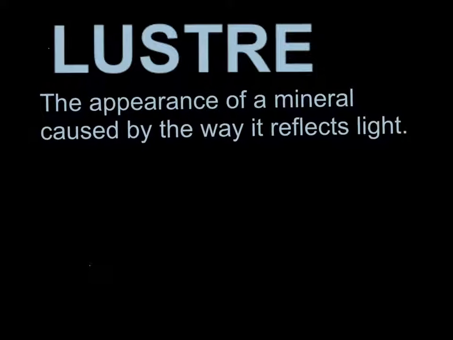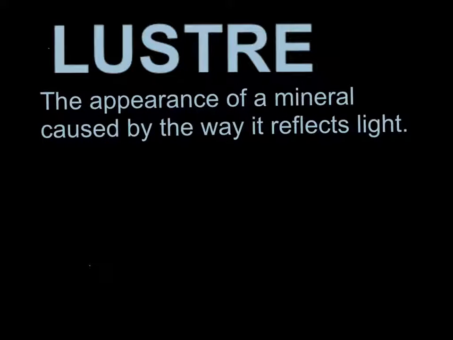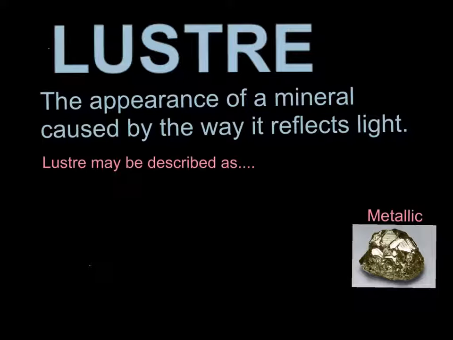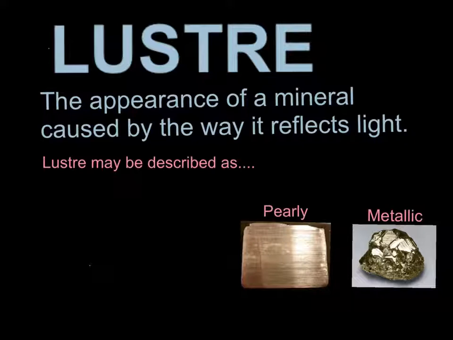The first test we're going to be looking at is the luster of a mineral. The luster is just the appearance of the mineral according to the way that it reflects light. There are a lot of different words we can use to describe luster, or almost how shiny a mineral looks. A few of the ones we're going to be using are: is it metallic? That one's fairly self-explanatory. If it looks like a metal, it looks really shiny and bright like you see when you look at metals. Is it pearly? That's a little bit shiny, but also a little bit dull.